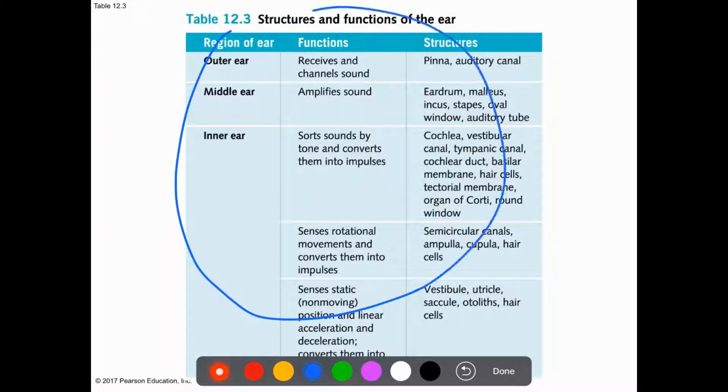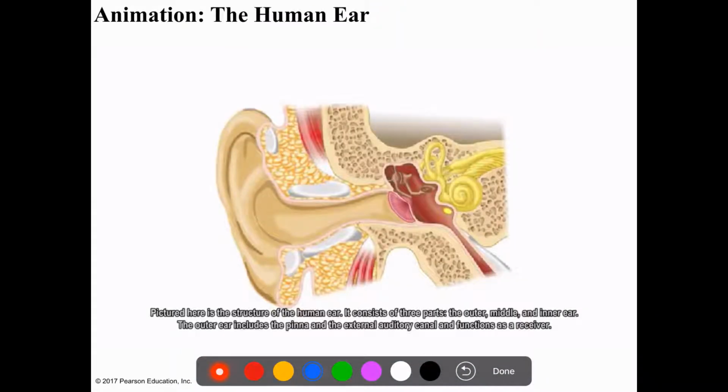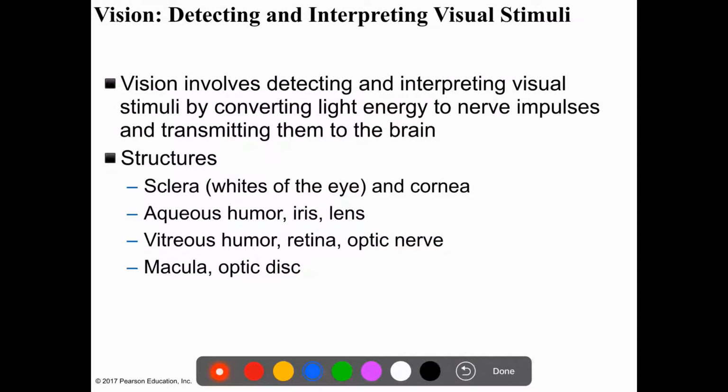This table summarizes the regions of the ear, their functions, and the associated structures with them. This video would summarize what we talked about. I will pause, I will stop here, and when we come back, we will start talking about the eye.